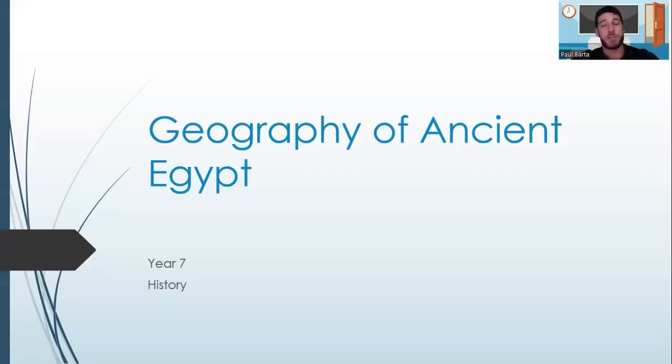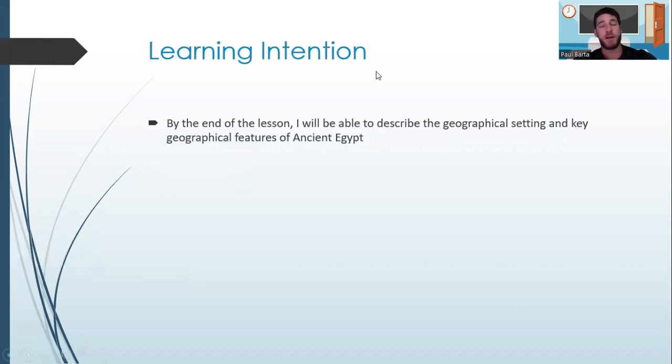So that concludes our revision of the previous lesson. As I mentioned at the start of the lesson, our topic today is the geography of ancient Egypt. I've already covered our learning intention for today, so what we'll move on with is a mapping exercise. This task will involve us locating and labeling key geographical features of ancient Egypt.